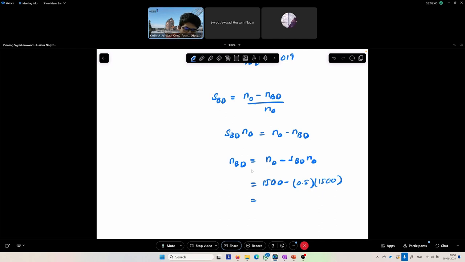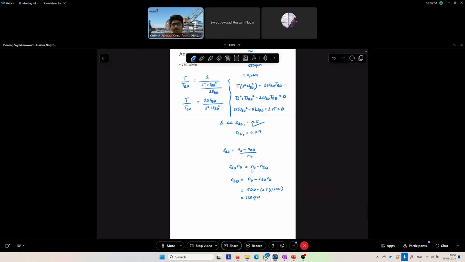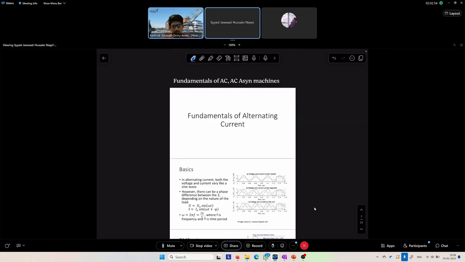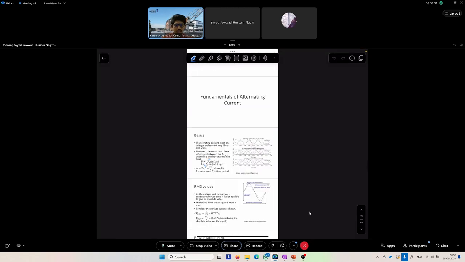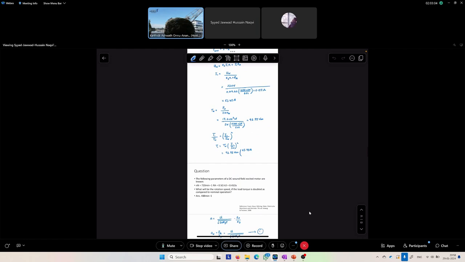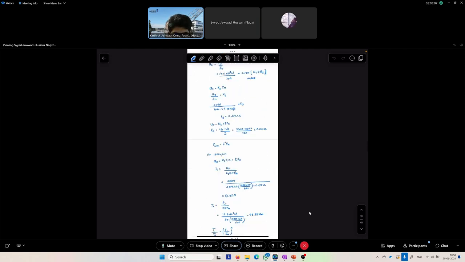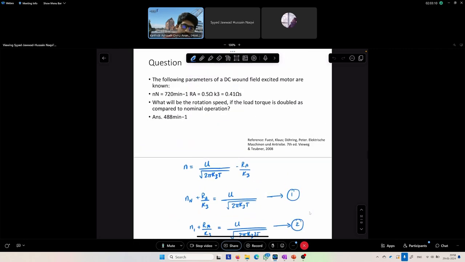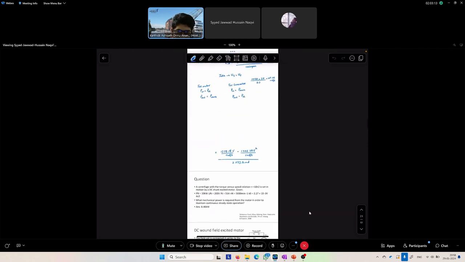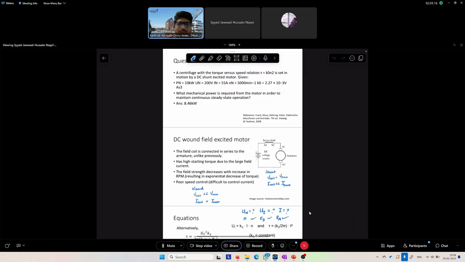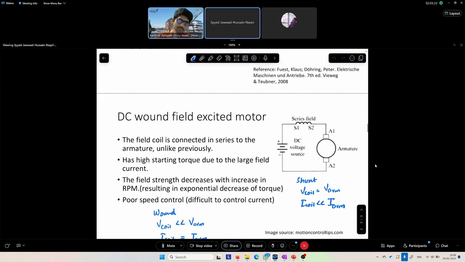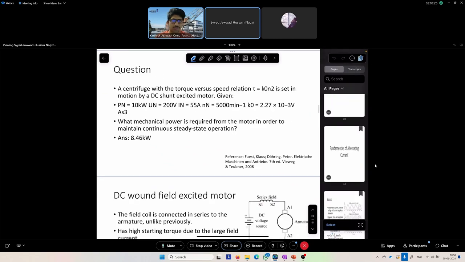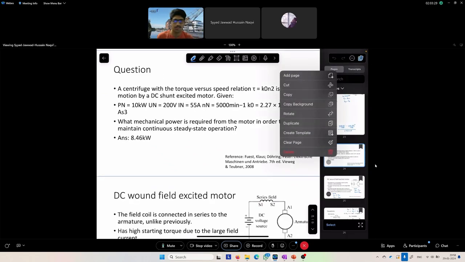This is 750. Exactly. So you are saying I should do the wound field, the electric drives V3. This is just the AC motor. Yeah. So there is one more question. Okay, not in wound field, it's in shunt excited. Second question of shunt excited. Yeah, the centrifuge. Yes, that question. Similar logic. So here you're solving, you have two equations, like a system of equations, and you're solving for them. One of them is exponential, the other one is linear.